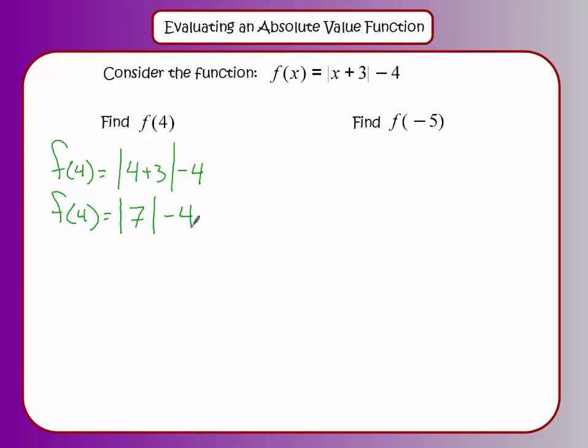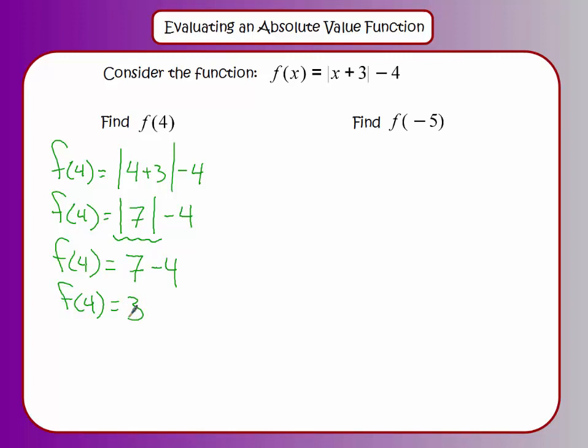Now, I want to apply the absolute value function and determine what is the absolute value of 7 before I continue. Well, lucky for us, the absolute value of 7 is simply 7. I'm going to replace that with just 7, and I still have this minus 4 on the outside. So I didn't just drop the absolute value bars. I took the absolute value of 7, and I got 7. So f of 4 equals 7 minus 4. So f of 4 equals 3.